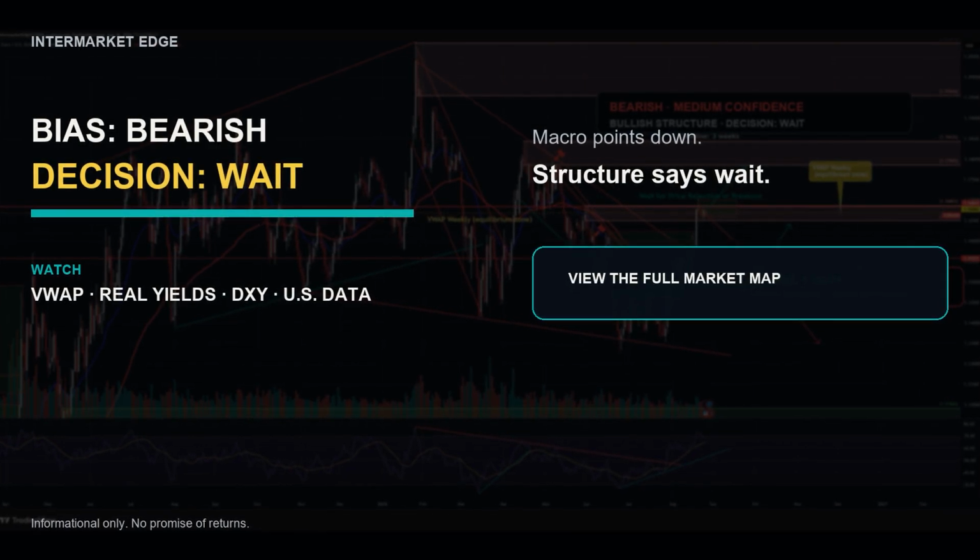The practical conclusion is a medium conviction bearish bias with a decision to wait. Watch weekly VWAP, real yields, the dollar index, and the next U.S. data releases. Trade the conditions, not the label.